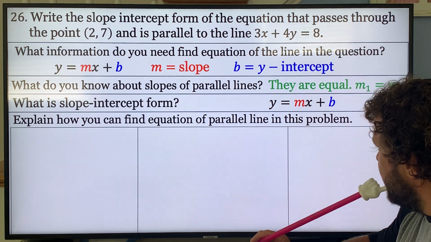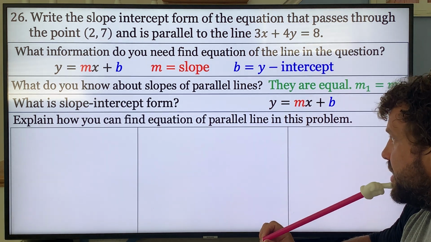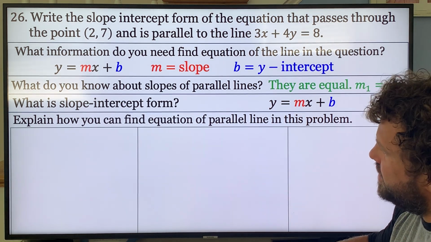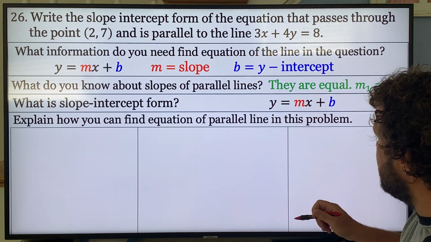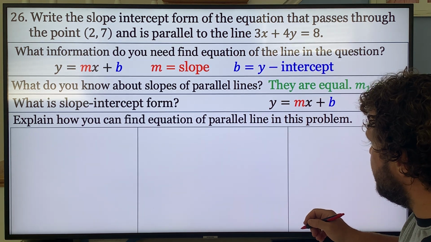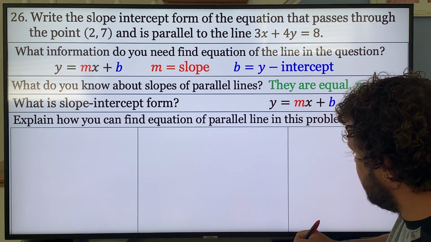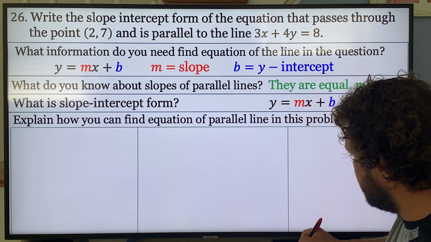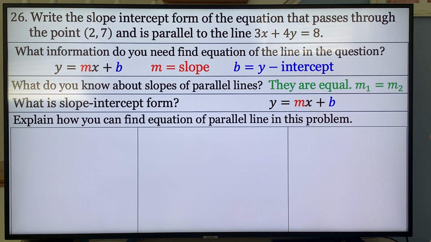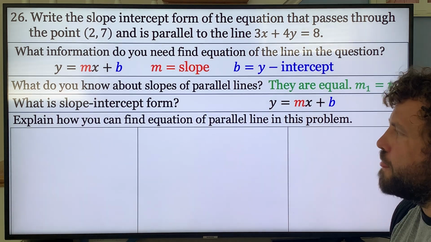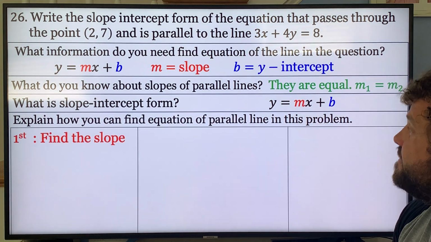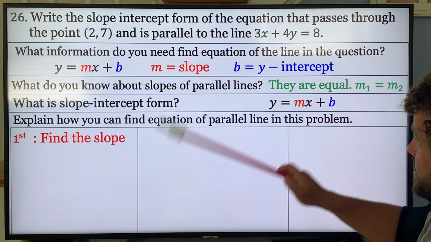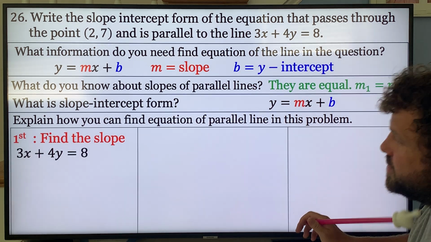How do you explain how you find the equation of the parallel line in this problem? All right, so how do we do it? Same as before, we're going to find the slope. What's the slope? We're going to use this to find the slope, 3x plus 4y equals 8.